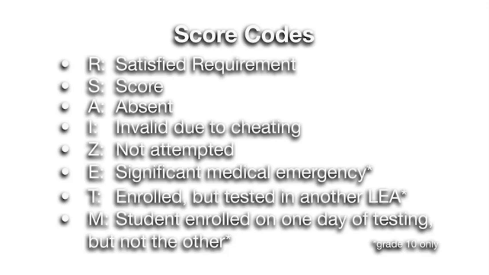E means that the grade 10 student was absent due to a significant medical emergency. T should be marked if the grade 10 student was previously tested in a census administration, whether in your school or in another school or LEA. M is to be marked if the grade 10 student is not enrolled the day of testing for either portion of the exam. Mark M for the non-enrolled day and the appropriate score code for the enrolled day. Codes E, T, and M are for grade 10 students only and are used to assist in the accurate calculation of your school's AYP.